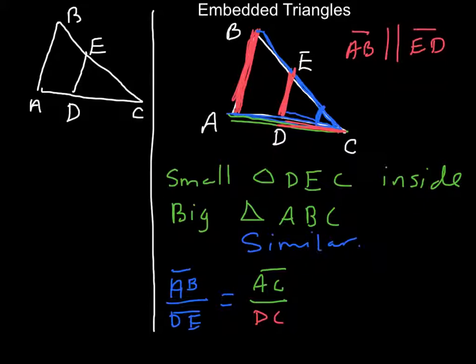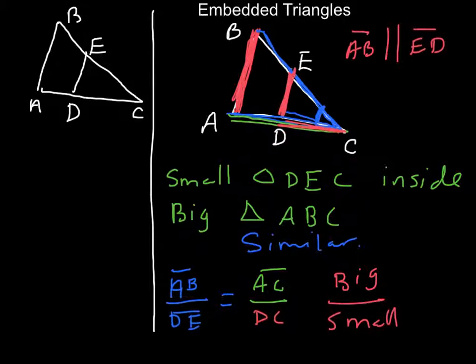We'll take a look at proportions a little bit better. But basically, in this case, I did the big sides on top and the small sides on the bottom. AB is a big side, so I put AB on top. AC is a big side, so I put AC on top. DE is a small side, I put that on the bottom. And CD is a small side, and I put that on the bottom.